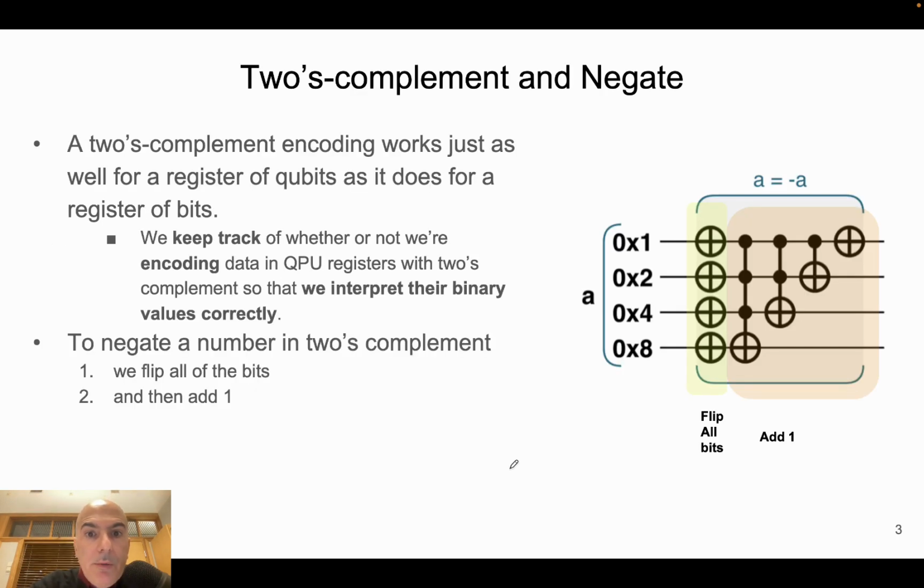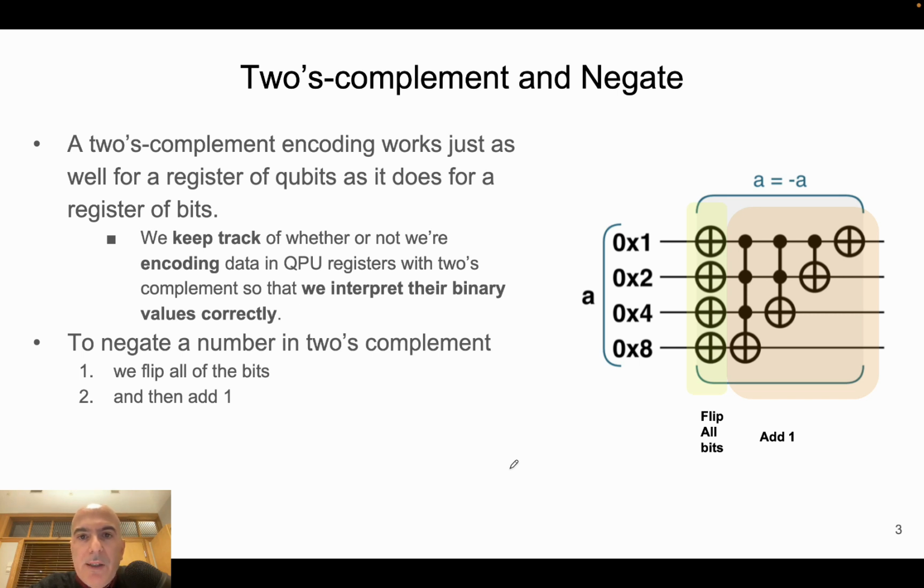Two's complement encoding works just as well for a register of qubits as it does for a register of bits, since it is really a classical technique. The important part is to keep track of whether we are encoding data in the QPU register with two's complement. Otherwise, we will interpret our binary values incorrectly.